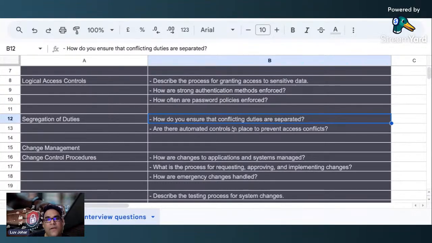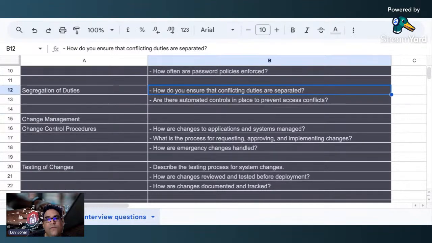Here, you can ask in terms of segregation of duties. How do you ensure that conflicting duties are separated? Are there any automated controls in place to prevent access conflicts? Here, you need to check if there are any measures in order to make sure that the same person does not have conflicting rights and permissions. Here, you can check that.